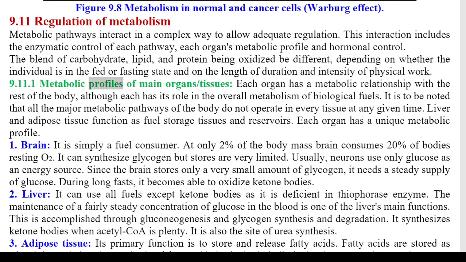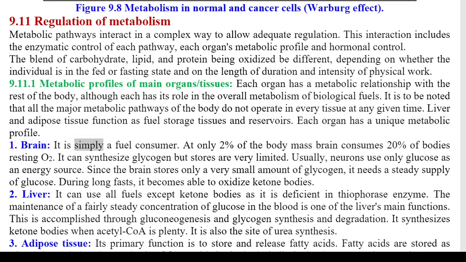9.11.1 Metabolic profiles of main organs/tissues. Each organ has a metabolic relationship with the rest of the body, although each has its role in the overall metabolism of biological fuels. It is to be noted that all the major metabolic pathways of the body do not operate in every tissue at any given time. Liver and adipose tissue function as fuel storage tissues and reservoirs. Each organ has a unique metabolic profile.